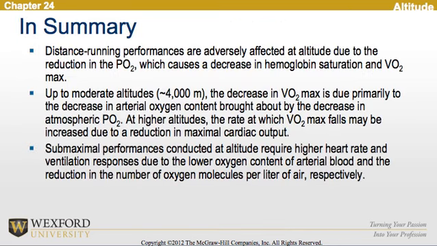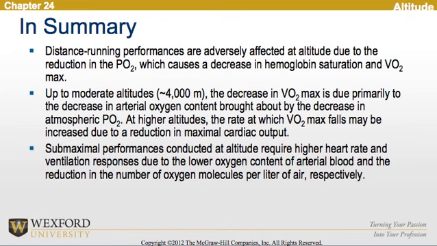In summary, distance running performances are adversely affected at altitude due to the reduction in the partial pressure of oxygen, which causes a decrease in hemoglobin saturation and the VO2 max. In addition, up to moderate altitudes, approximately 4,000 meters, the decrease of the VO2 max is due primarily to the decrease in the arterial oxygen content brought about by the decrease in atmospheric O2 pressure.